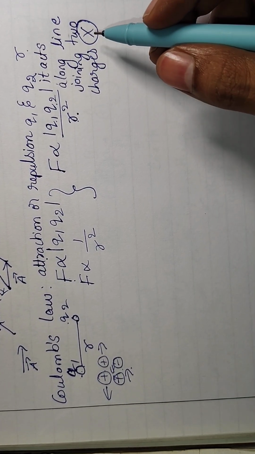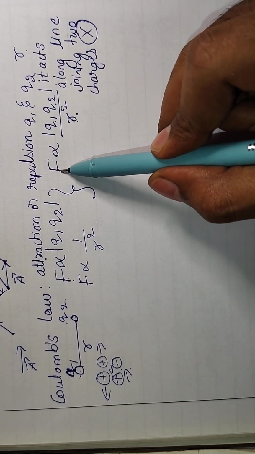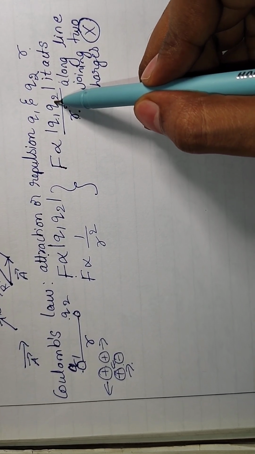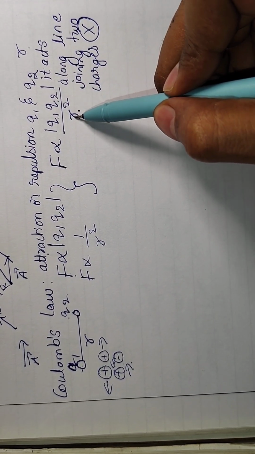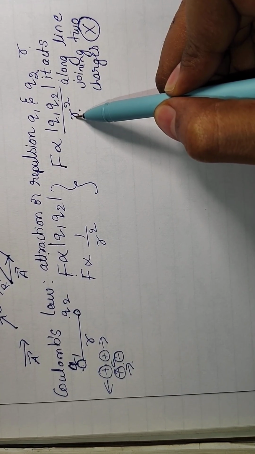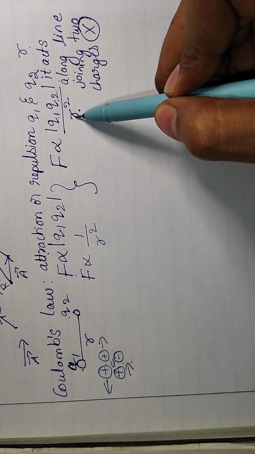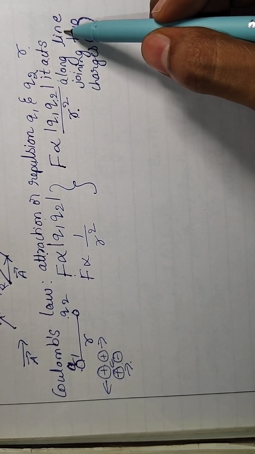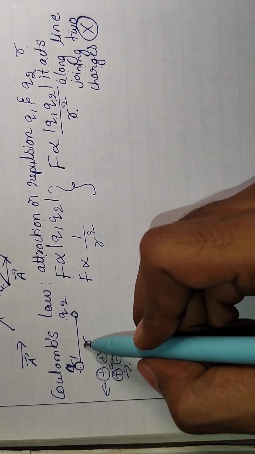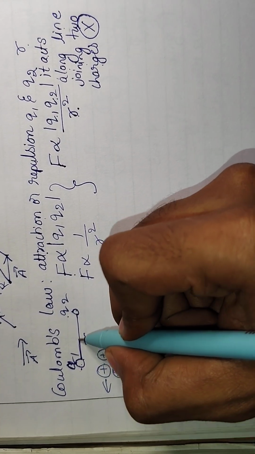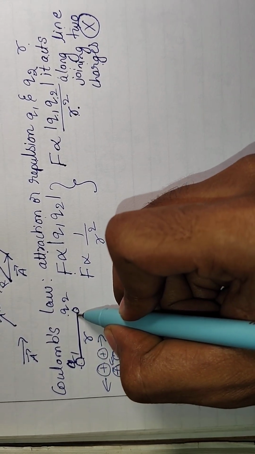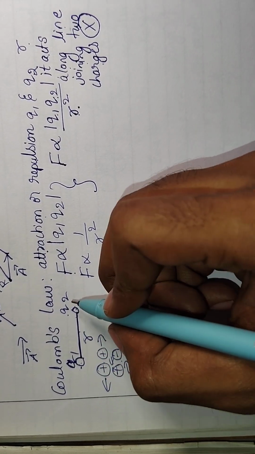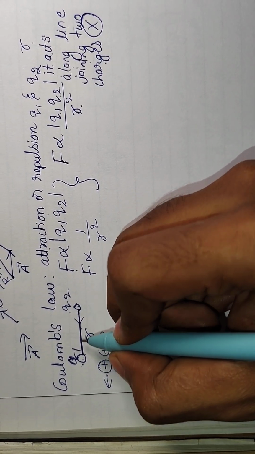So just make sure you write: the electrostatic force of attraction or repulsion is directly proportional to the product of the magnitude of charges, inversely proportional to the square of the distance between them, and the last point you have to add is that this force always acts along the line joining the two charges. So if you take this example here, this is the straight line that is joining the two charges. So this force of attraction or repulsion between these two charges always lies on this straight line.